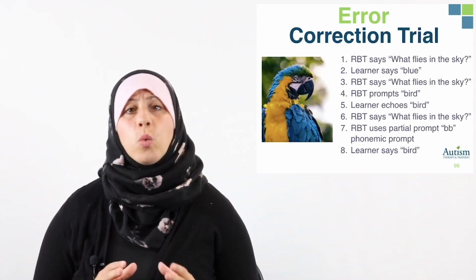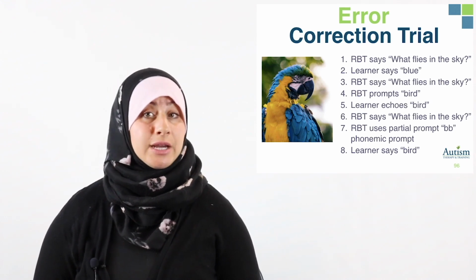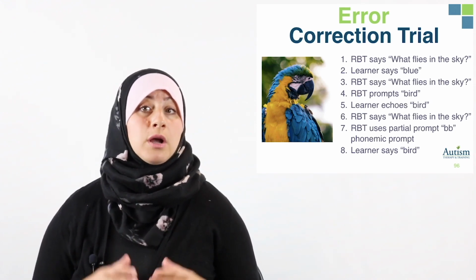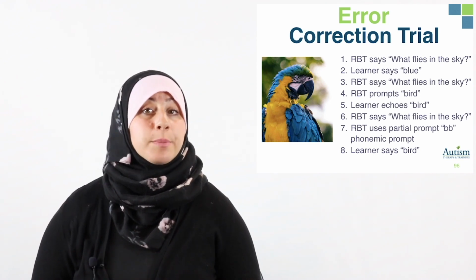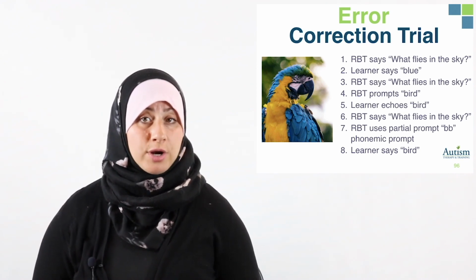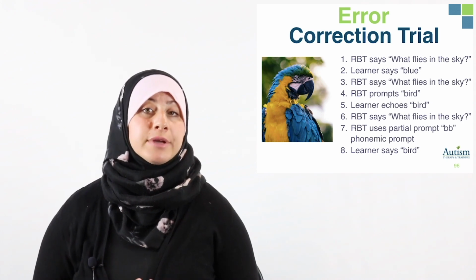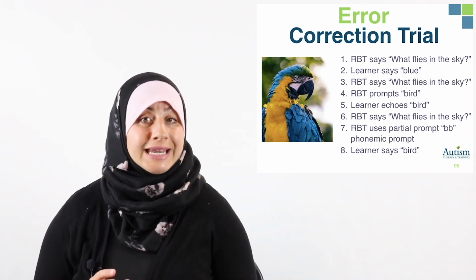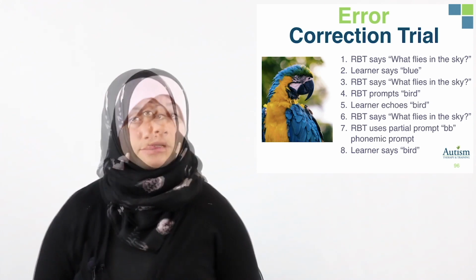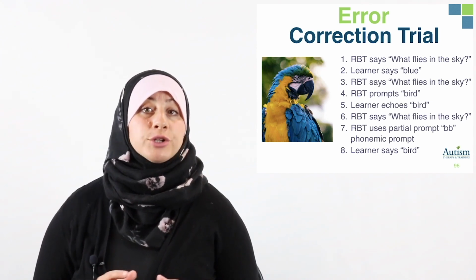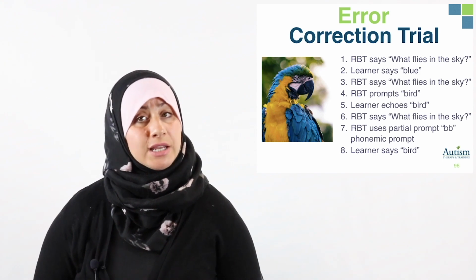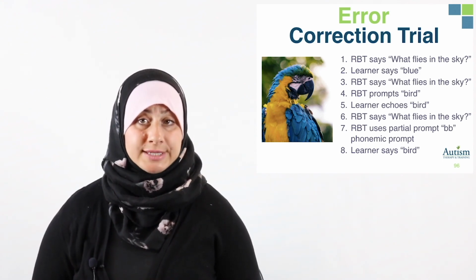Now, what happens if the learner makes a mistake repeatedly or on the error correction? Well, you can use a partial prompt on the transfer trial. Here, you're giving the learner a prompt but fading it and avoiding more errors. Remember, we don't want the learner to be prompt dependent. We don't want the learner to make mistakes either. So let's walk through this example.